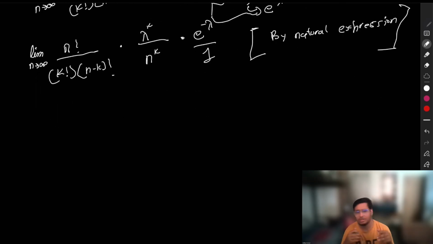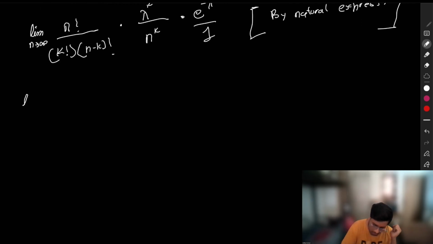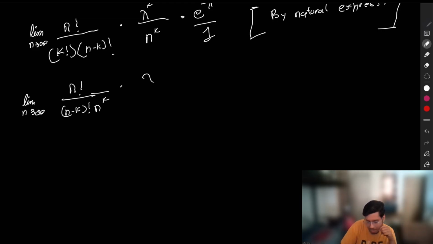So now what we are going to do, we are going to rearrange the terms so that our computation is easier. Okay, limit n tending to infinity, n factorial upon n minus k factorial multiplied by n raised to the power k, multiplied by lambda raised to the power k upon k factorial, multiplied by e raised to the power minus lambda upon 1, by rearranging.